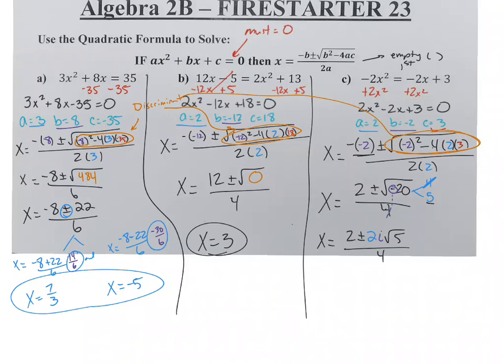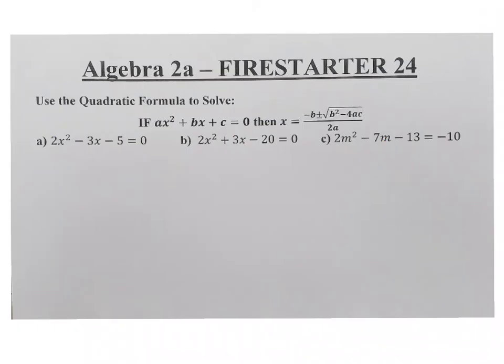That's a great answer. The only thing you could do better, if you're being super picky, is that all 3 of those pieces can be divided by 2. So the absolute best answer is 1 plus or minus i radical 5 all over 2. Done. All right, Firestarter 24, last one I'm going to do.